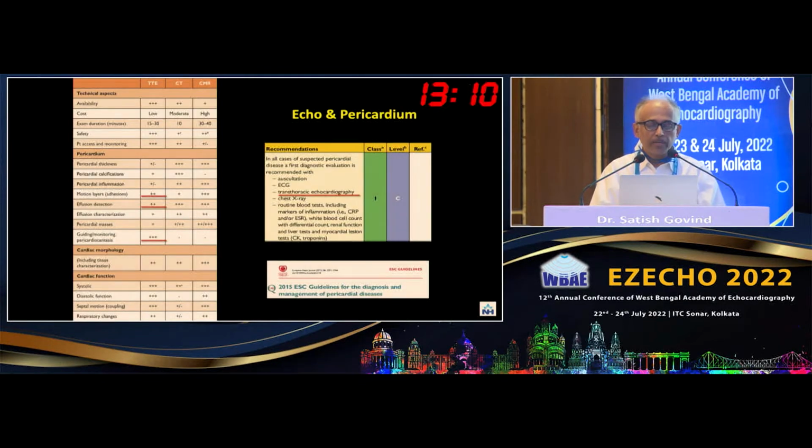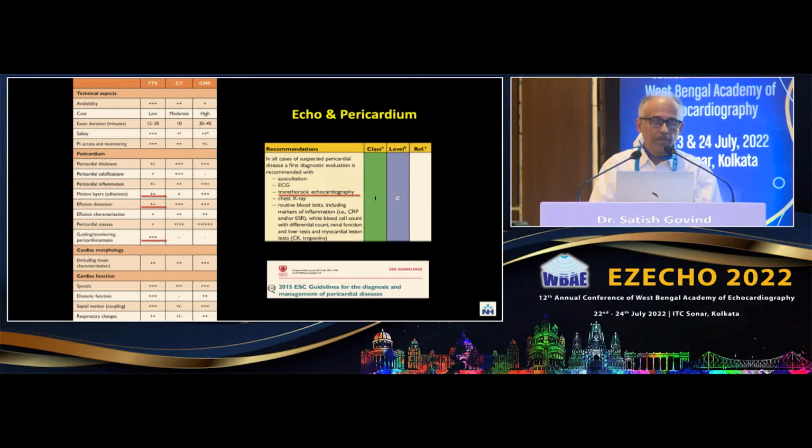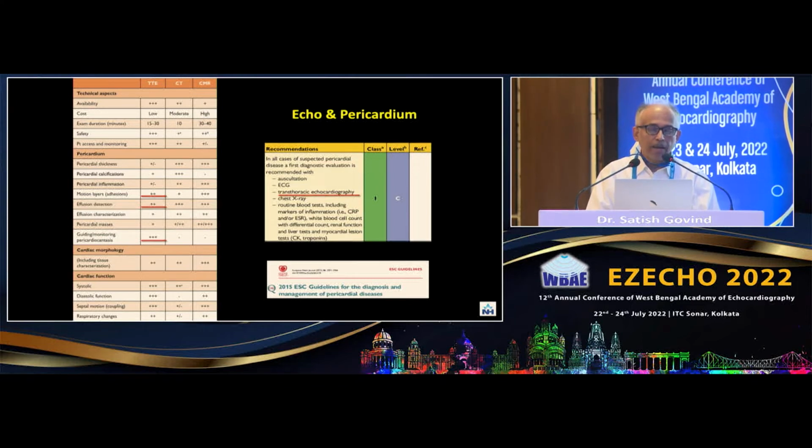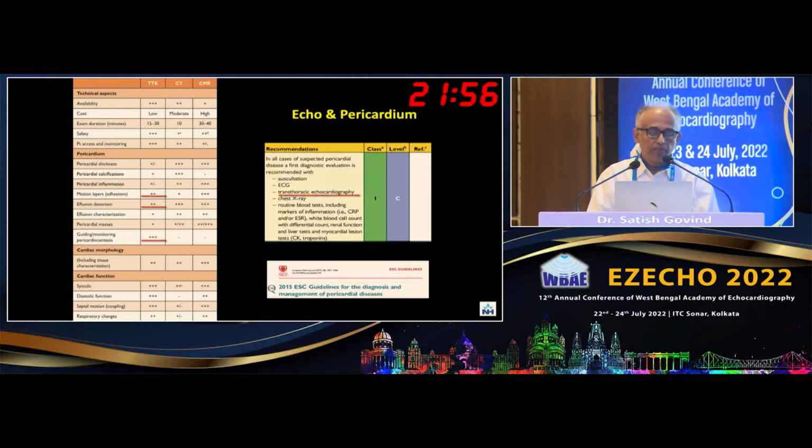So where are we in terms of imaging, as far as echo is concerned? When it comes to the technical aspects, transthoracic echo performs fairly well in terms of availability, cost, and safety. But when it comes to the actual imaging, it is limited. It can look at effusion, and to some extent it can look at the layers, but it's excellent as a tool to guide pericardiocentesis.